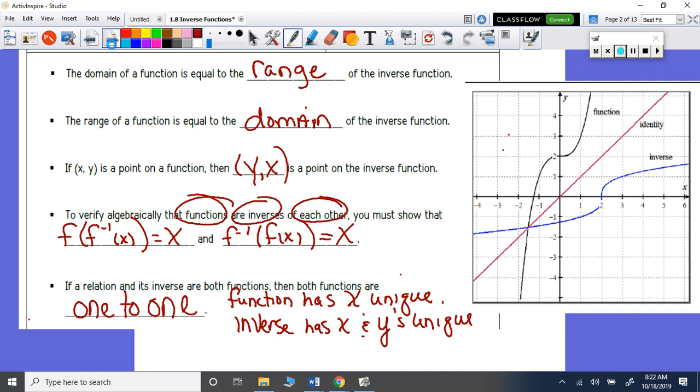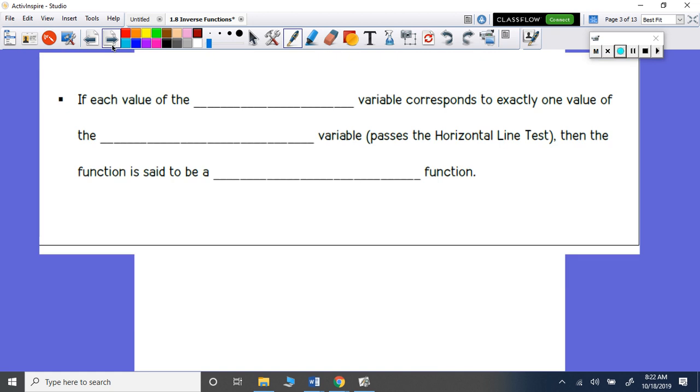Yep. All right. So, if each value of our dependent variable, who's the dependent variable, guys? Is it x or y?